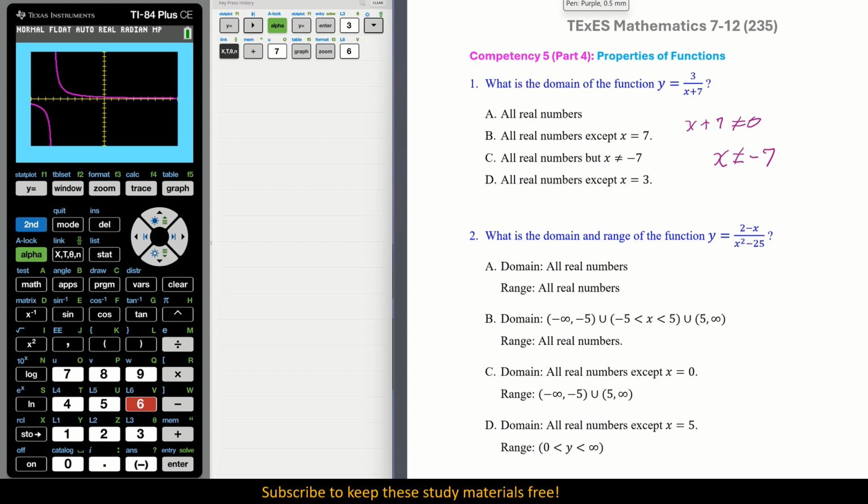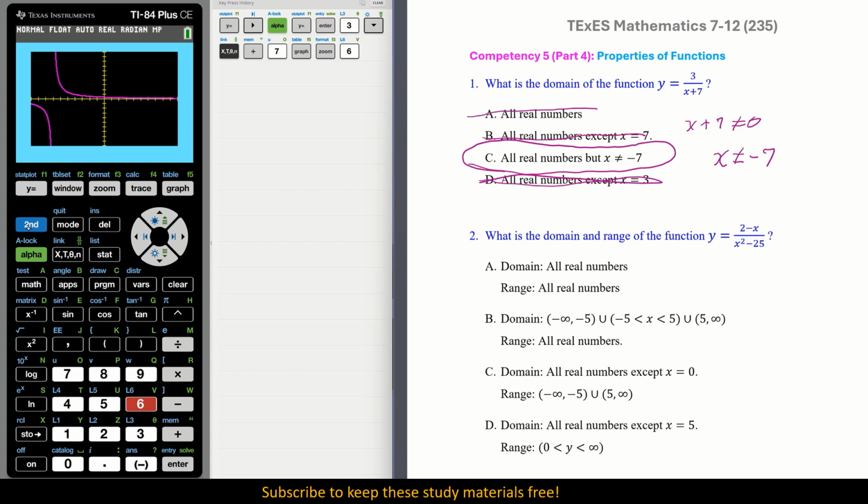So A says all real numbers. Well, obviously there's a gap in our domain right here at -7. B says except for x equals 7, no. And this one has x equals 3, so that doesn't even apply. C is correct. It says all real numbers, but x cannot equal -7. Well, that's what we just said.